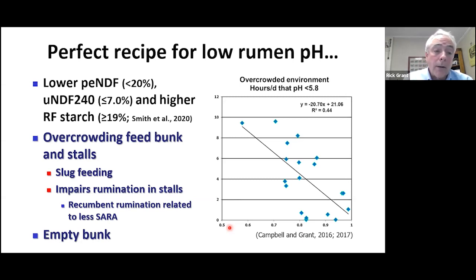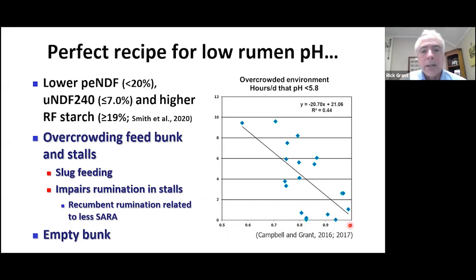All right, and overcrowding the animals, of course, can induce slug feeding, but we've learned with Mac's work, maybe even more importantly, or just as importantly, it impairs rumination while the cow is in the stall. And this recumbent rumination, or rumination while lying down, I don't have time to get into it today, but is critical relative to the cow's ability to stay out of acidosis. And just real quickly, if you look at this figure here on the right, on the x-axis, this is fraction of rumination time that occurs in the stall. And as you see, you get up to 80 or 90% or 100% of the rumination time occurring while the cow is lying down, recumbent.